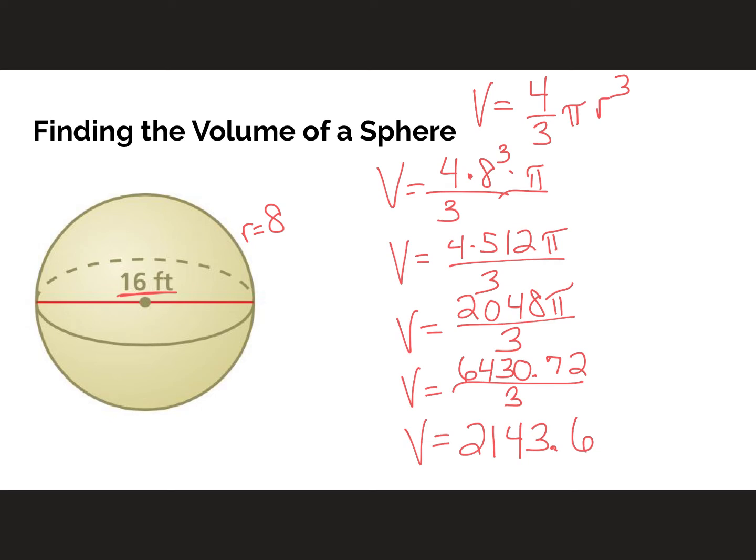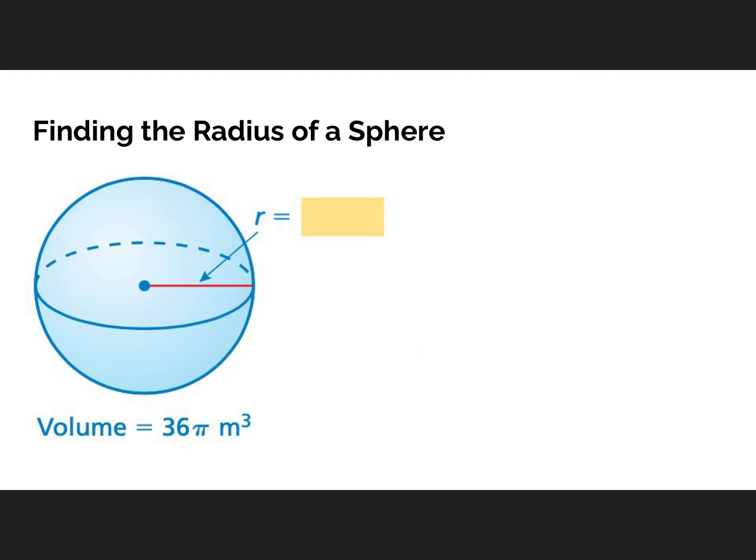Okay, let's try another one. In this case, notice I'm being given the volume, and I have to find the radius. So I know that the volume is 36 pi, and I know that that equals 4/3 pi times my radius cubed.